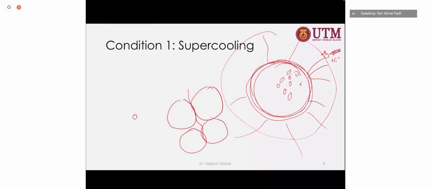boundary. Where is the grain boundary? Somewhere here. Okay, the interface, the boundary between one grain and another grain.